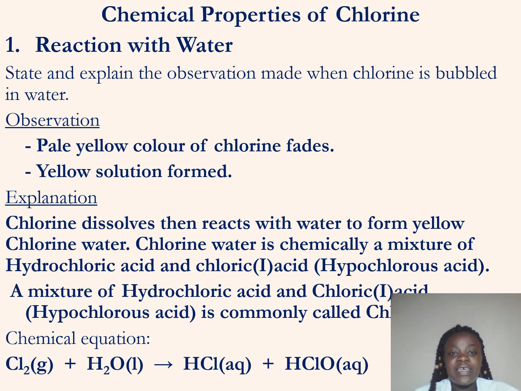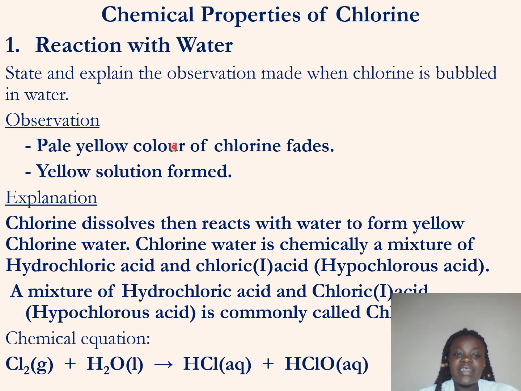So the first chemical property is that of the reaction of chlorine with water. So how does chlorine react with water? So the first question asks, state and explain the observation made when chlorine is bubbled in water. So we have collected our chlorine in a gas jar. Then if we bubble this chlorine in water, what do we observe?